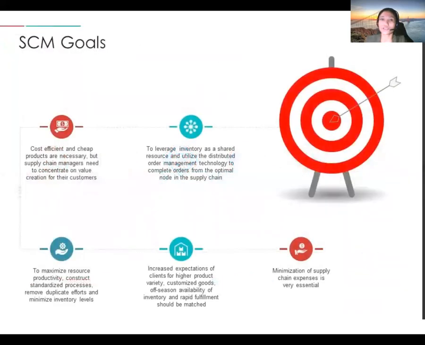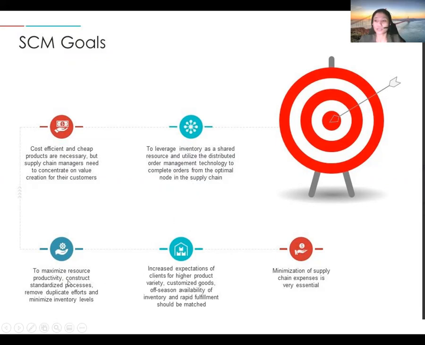Then next, let's talk about the SCM goals. Cost-efficient and cheap products are necessary, but the supply chain manager needs to concentrate on value creation for their customers, and to leverage inventory as a shared resource and utilize distributed order management technology to complete orders from the optimal node in the supply chain.